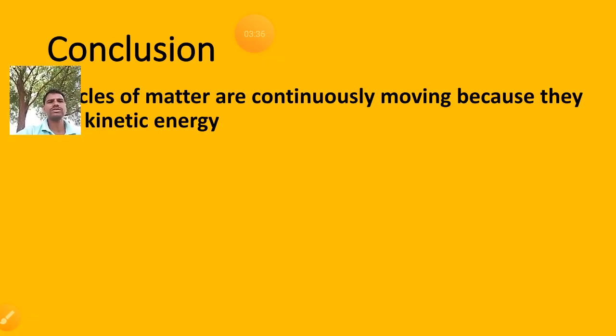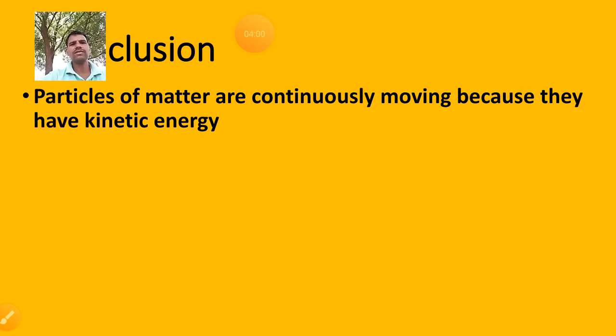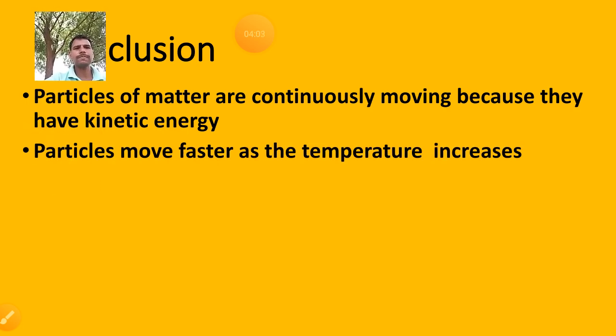The first conclusion is that particles of matter are continuously moving because of kinetic energy, because they have some kinetic energy. What is kinetic energy? It is a form of energy that sets an object in motion. The next conclusion is particles of matter move faster if the temperature increases.